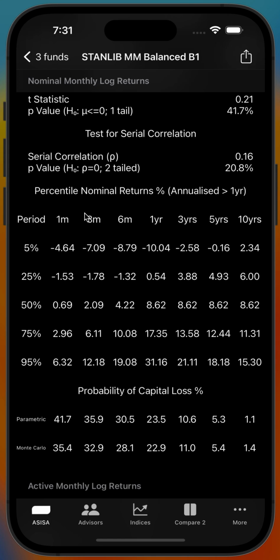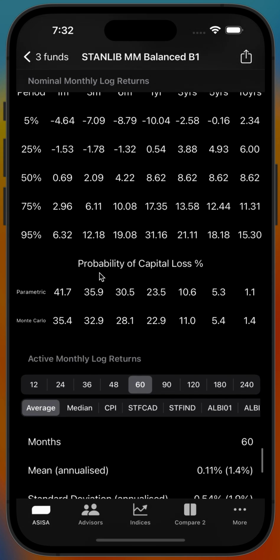So the percentile of those nominal returns, in other words, the fifth percentile, the 5% of the worst returns, the fifth percentile was minus 4.64, whereas the 95th percentile was 6.32. Whereas over 10 years, it would be 2.34 versus 15.3. So this is done on a parametric basis.